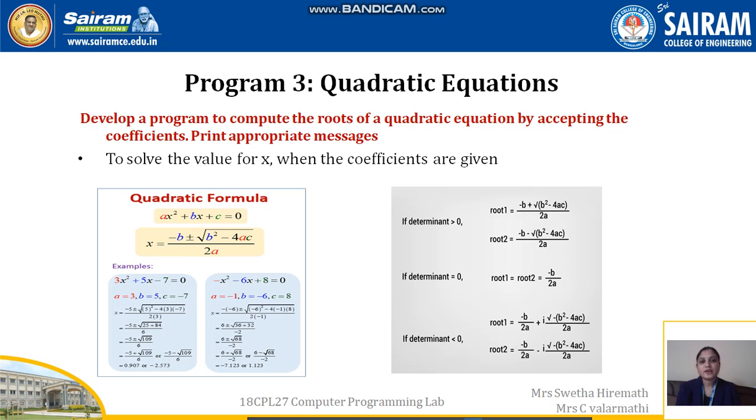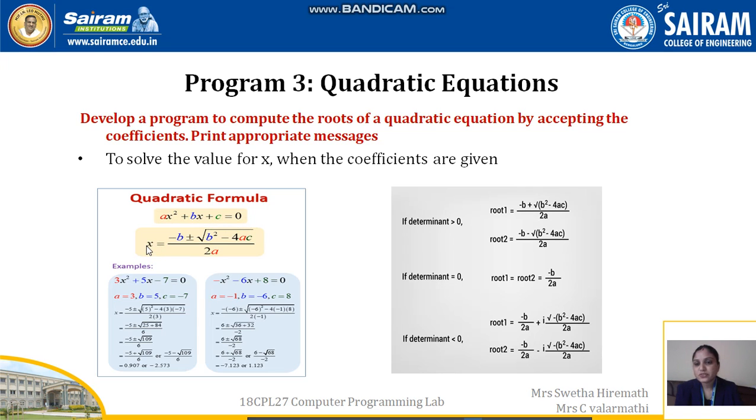Before moving to the actual code of the program, we will see what a quadratic equation is, what the roots of the quadratic equation are, and how we have to find the roots based on the determinant value. First, in this picture we can see the general form of a quadratic equation. It goes like this: ax square plus bx plus c equals 0. This is a quadratic equation because the highest power of x is 2.